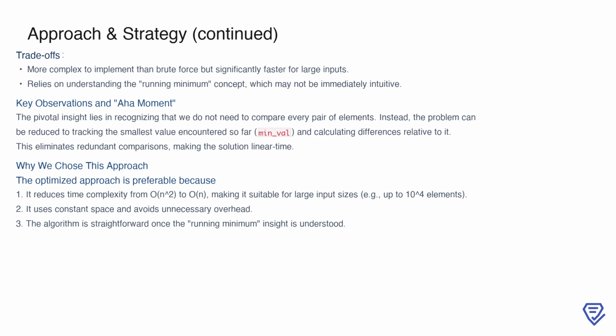The key insight here is recognizing that we don't need to compare every pair of elements. Instead, by tracking the smallest value encountered so far and calculating differences relative to it, we eliminate redundant comparisons. This simplification reduces the time complexity to O(n). The choice of this approach is driven by its efficiency, linear time complexity, constant space usage, and suitability for handling large input sizes. Once the running minimum concept is understood, the algorithm becomes straightforward and highly effective.